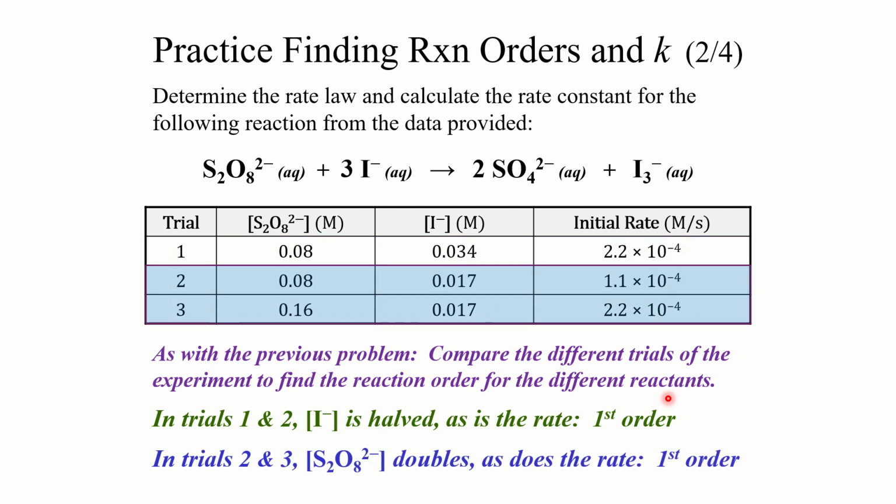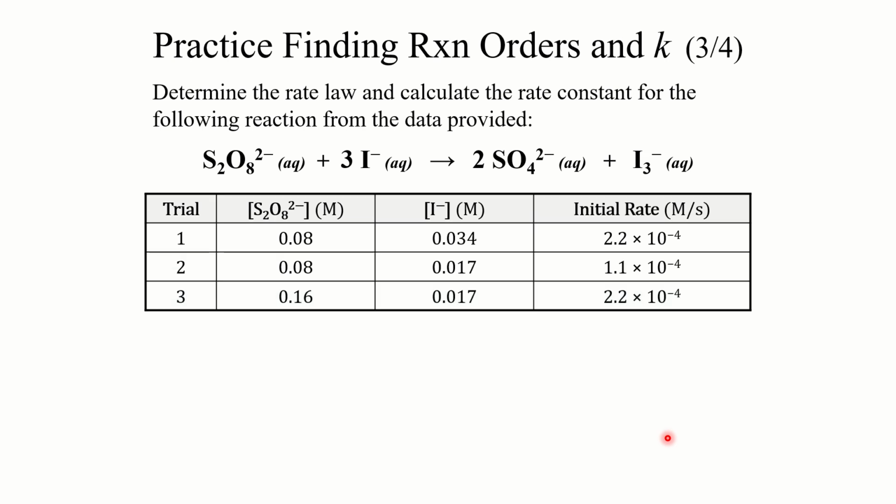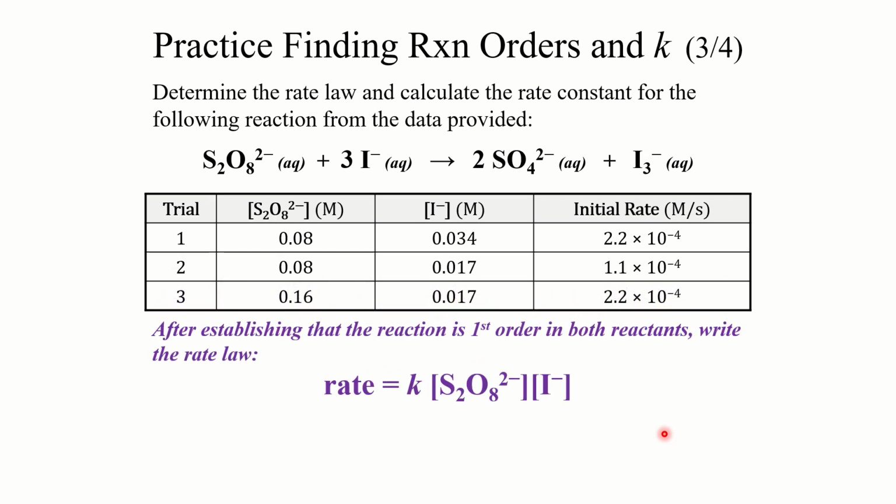Now, I'm going to compare trials 2 and 3, because going from trial 2 to trial 3, S2O8 2- doubles and I- stays the same. So this reactant doubles, the initial rate doubles, so S2O8 2- is also first order. After establishing that the reaction is first order in both reactants, we can write the rate law. Rate equals K times the concentration of S2O8 2- times the concentration of I-, both having exponents of 1.